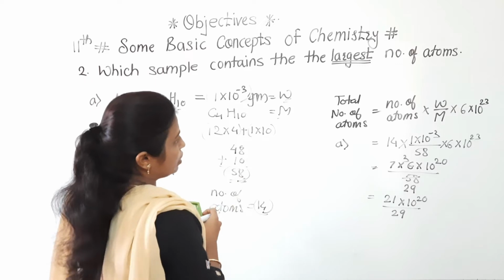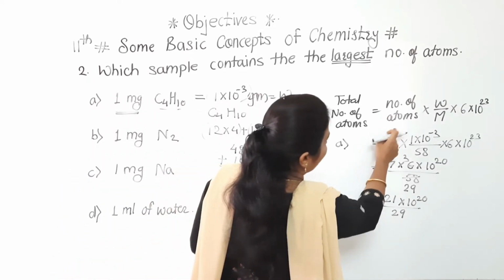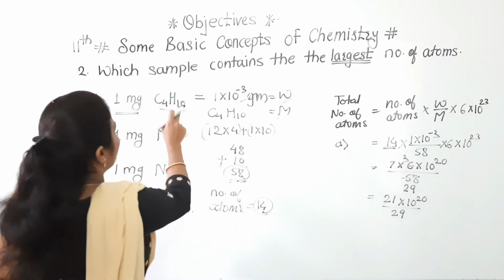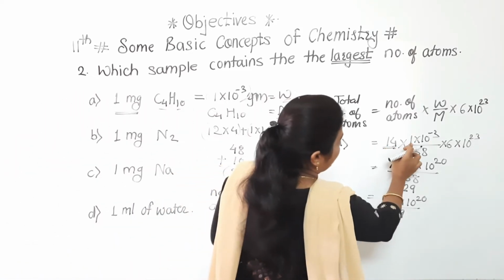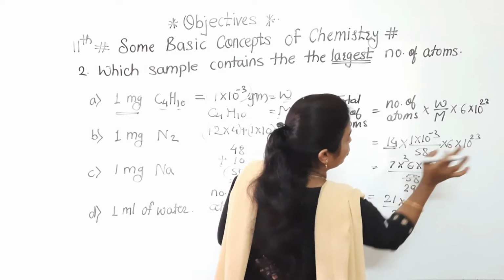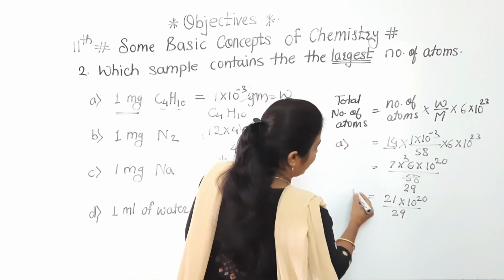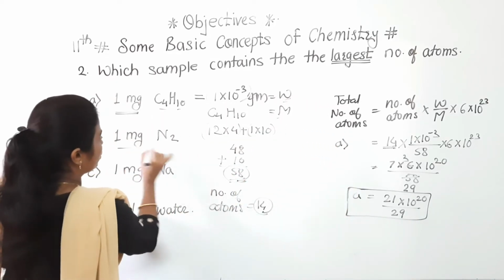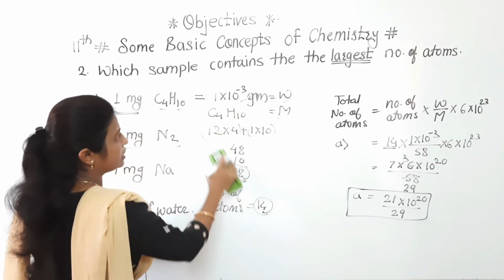Clear to everyone? Now see, if we consider the number of atoms we have taken here, that is 14, because 10 plus 4 is 14, into that weight and divided by molar mass, into Avogadro's number. So this is the answer for option A. Like that we are going to solve for the nitrogen. Hope you are getting all these points.